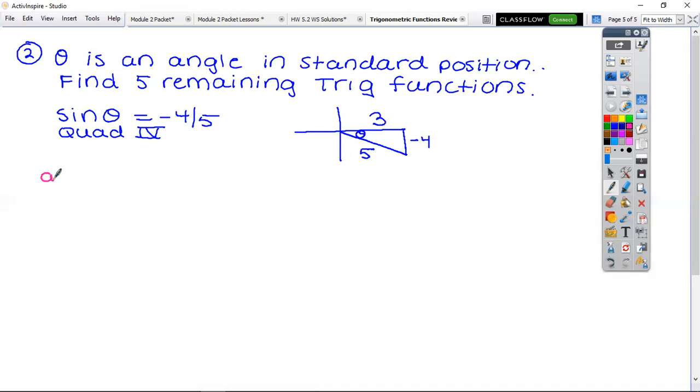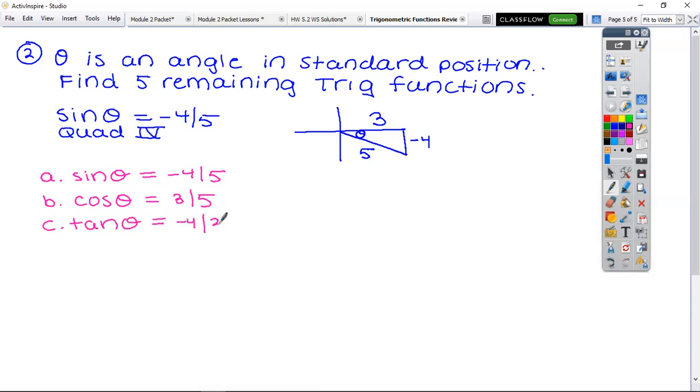I'm going to write out sine just so that you have it listed for when we go to flip it. So sine theta is -4/5. And then letter B, I'm going to go right into cos of theta. Cos of theta is adjacent over hypotenuse. So that's 3/5. And then letter C, tangent of theta. Opposite over adjacent. So that would be -4/3.